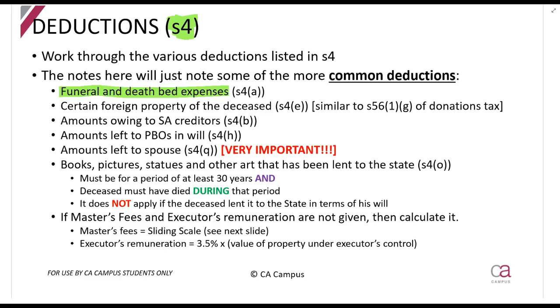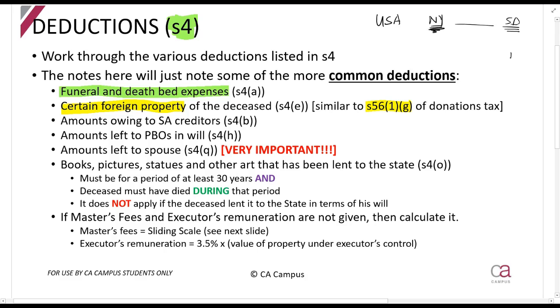Then you are also allowed to deduct foreign property of the deceased, certain foreign property. Now, you'll remember when we looked at property, it basically includes property from wherever it is in the world. This foreign property is similar to what we see in section 56(1)(g) of the Income Tax Act, and that is if you were a non-resident first. So let's say I was born in the USA, and whilst I was a non-resident, I bought a house in New York. Then I came to South Africa and became a South African resident, and now I pass away. This property will be included in my property, but I can claim a deduction for it then.